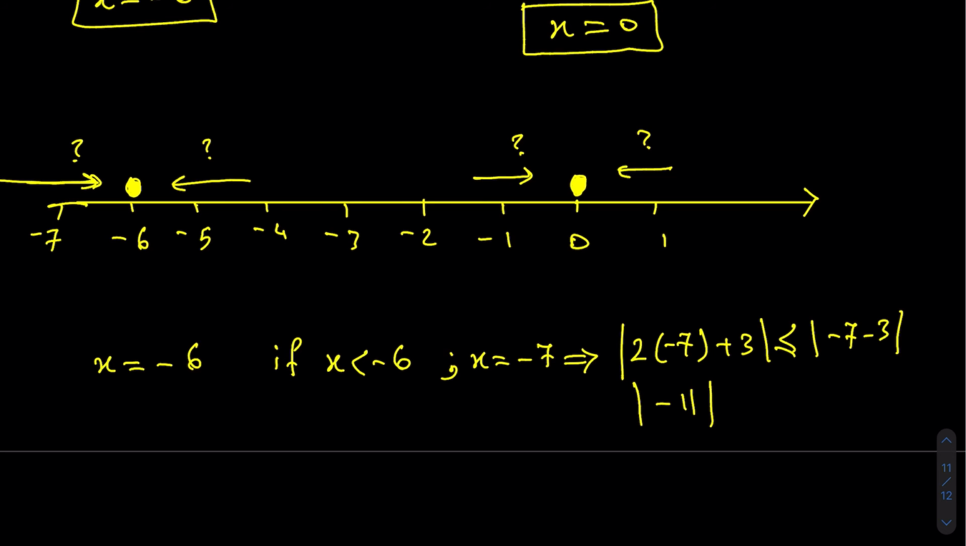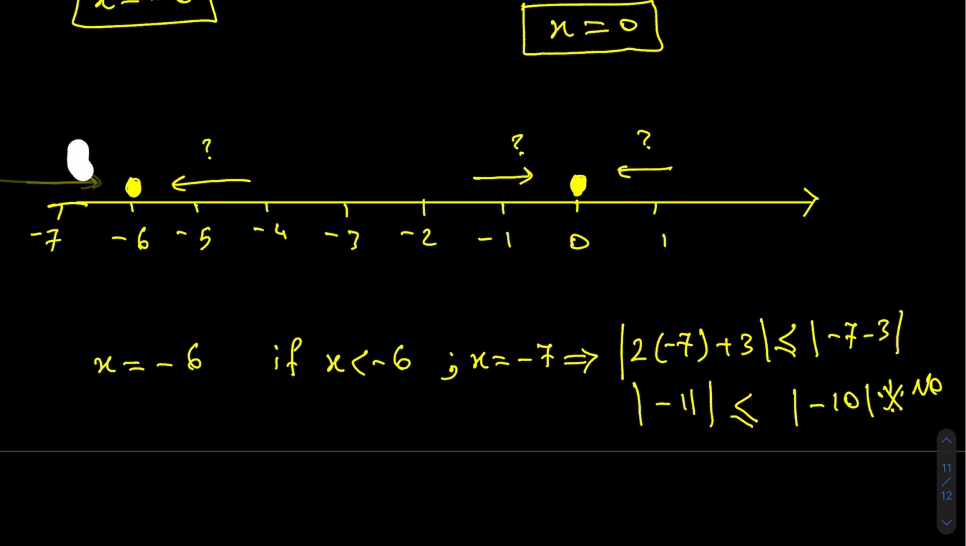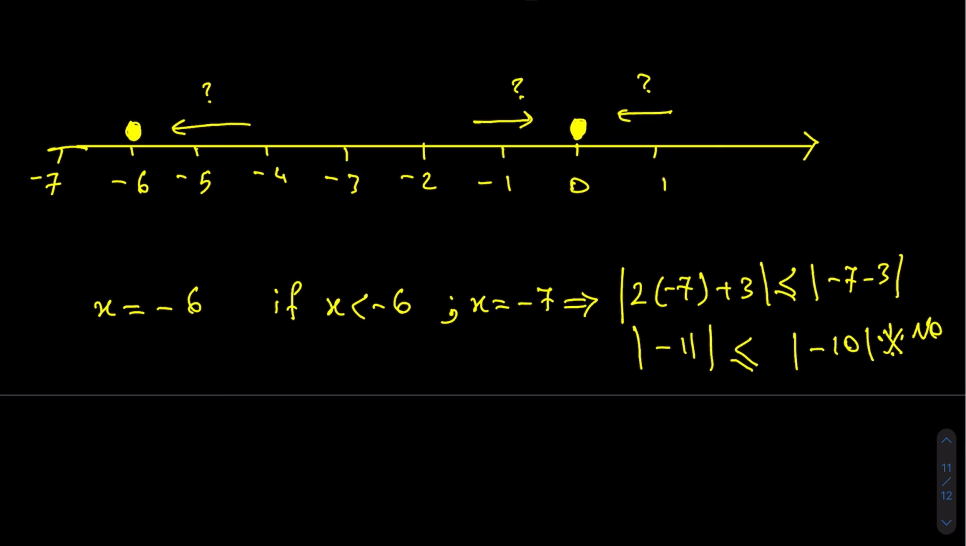Absolute value of -11 is less than or equal to absolute value of -10, which is wrong. So this is not correct. Therefore this area is not included in our answer. Therefore let's check the other side.